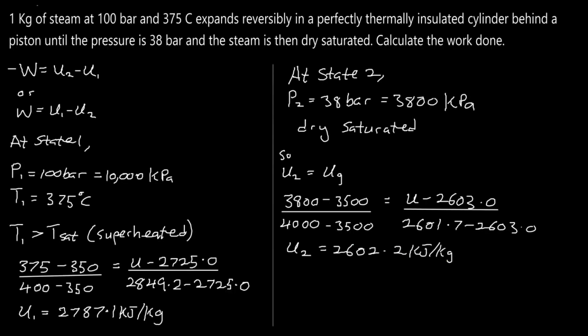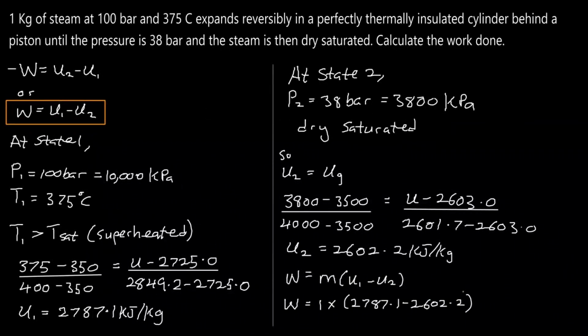2,602.2 kilojoules per kg. So our work done, U1 minus U2, equals the mass times the specific internal energy U1 minus the specific internal energy U2. So our work done can be written as m times (U1 minus U2), where U1 and U2 are the specific internal energies. And from this, we obtain work done to be 184.9 kilojoules.